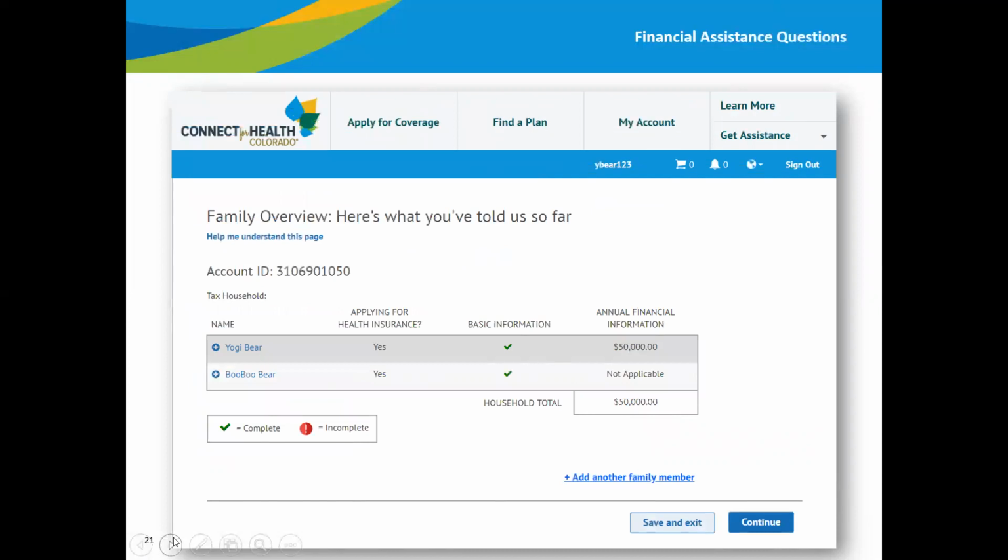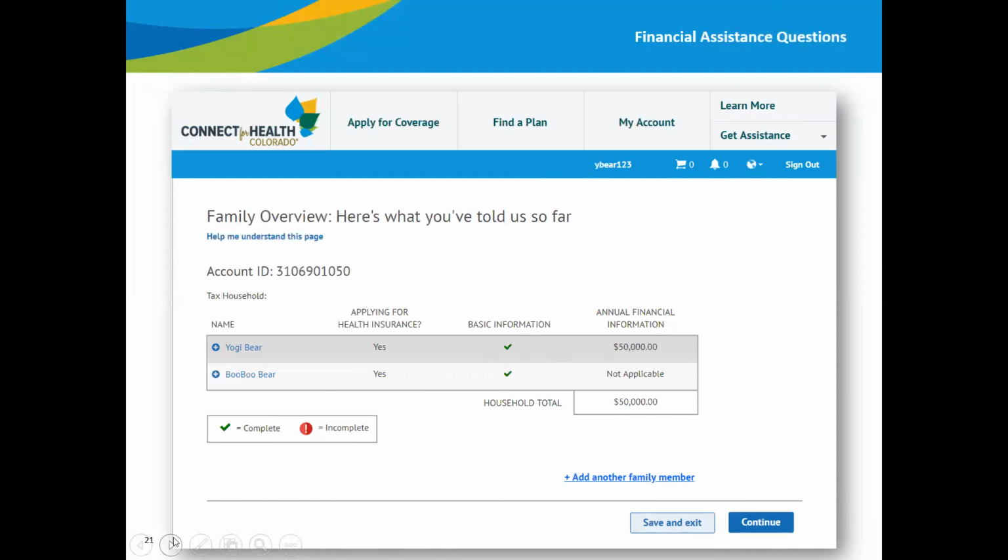Once they move to the family overview page, this would give an indication of who is applying for the health insurance, the basic information, meaning that the demographic screens have been filled out, as well as the applicable information for the annual financial information. So in this example, you can see that the basic information is all complete. The annual financial information, we are utilizing the income that was declared for the 2019 future plan year in this example, and that is what will be used for the eligibility determination.